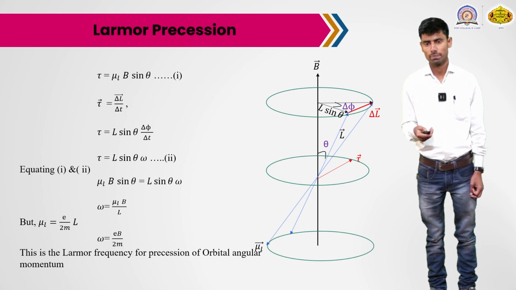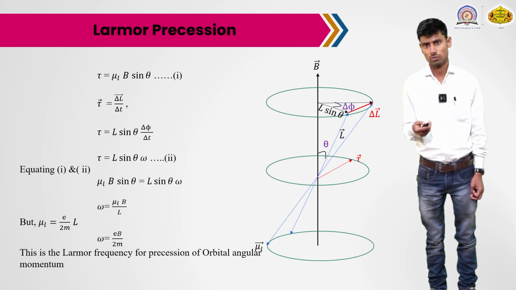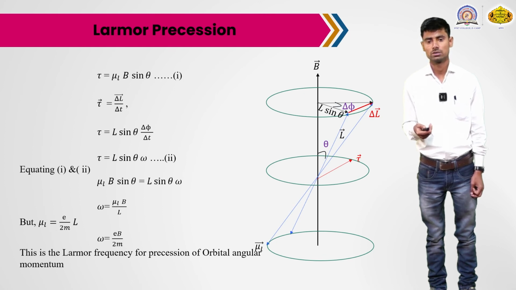So omega is the angular frequency of precession, which is mu L B by L, and we already know that mu L value is e by 2m into L. If I substitute this value of magnetic dipole moment in this equation, I will get omega equals eB by 2m. Here e is the charge of an electron, B is the magnitude of the external magnetic field, and m is the mass of an electron. So here omega is the Larmor frequency of the orbital motion of an electron. It is actually the Larmor frequency of the precession of the angular momentum vector.